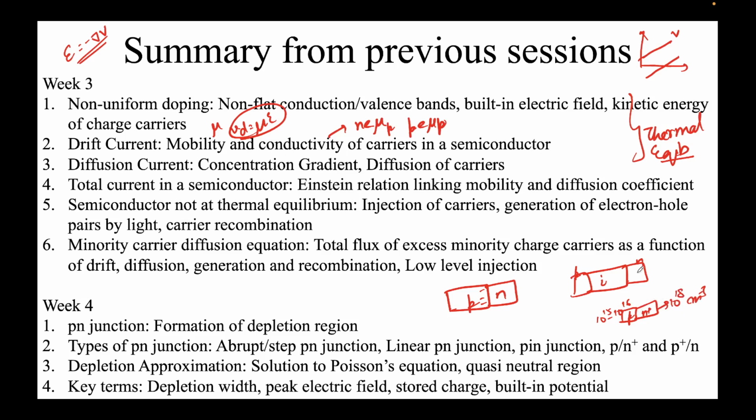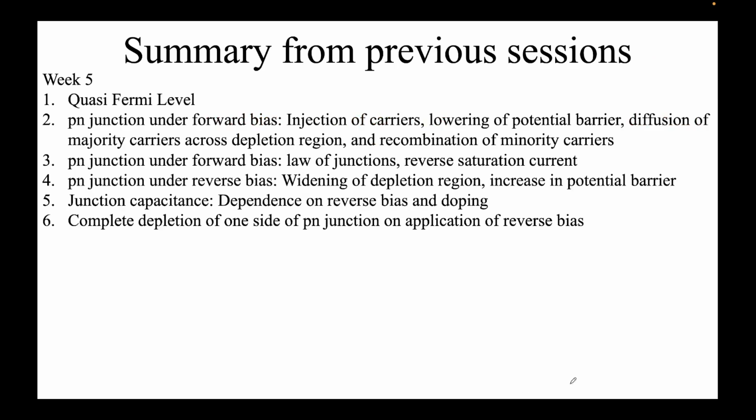Then we saw that this is still a complex problem to solve. In order to solve it, we made an assumption, which we call the depletion approximation, which provides us a solution to Poisson's equation, and we saw the depletion region forming and so on. And these terms are the key takeaway: the depletion width, peak electric field, stored charge, built-in potential. We have been referring to these terms in each and every class, and the same will be true for today as well.